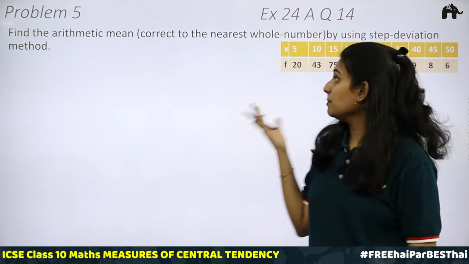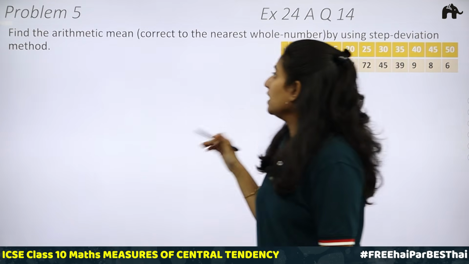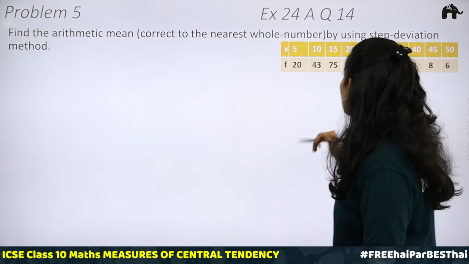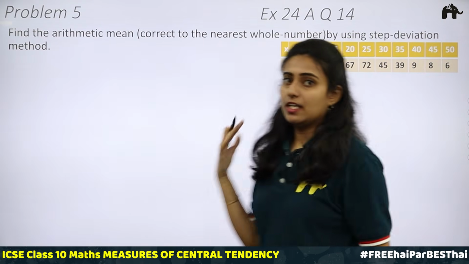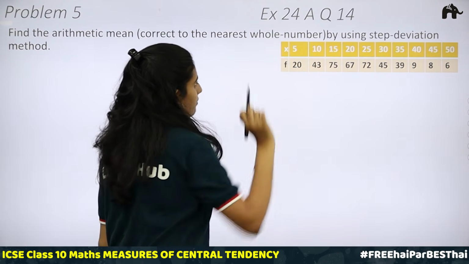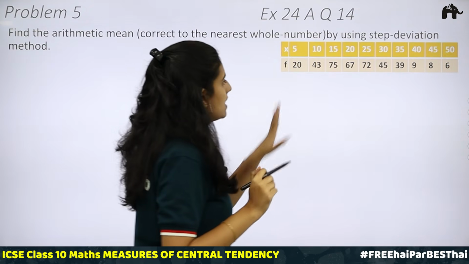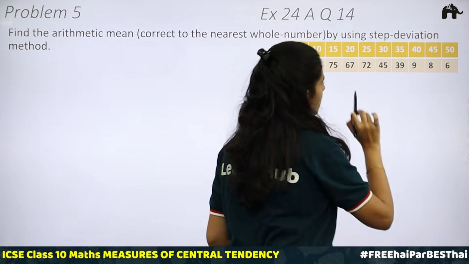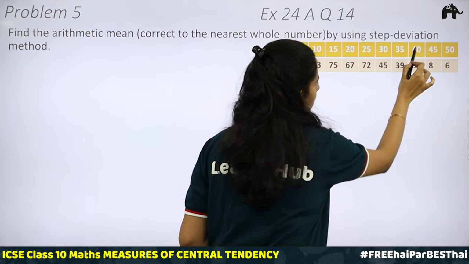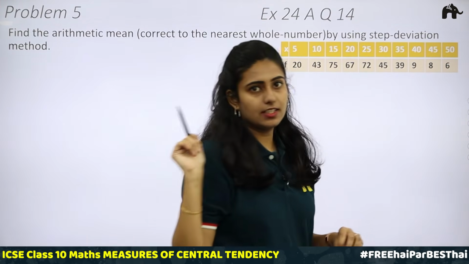Clear? Problem number 5, question 14 of exercise 24A. Find the arithmetic mean correct to the nearest whole number by using step deviation method. You are going to use step deviation method. Here we have the table. X and f are given: 5, 20, 10, 20, 43, 15, 75, 20, 67, 25, 72, 30, 45, 35, 39, 49, 45, 8, 56. First, let's construct the table.